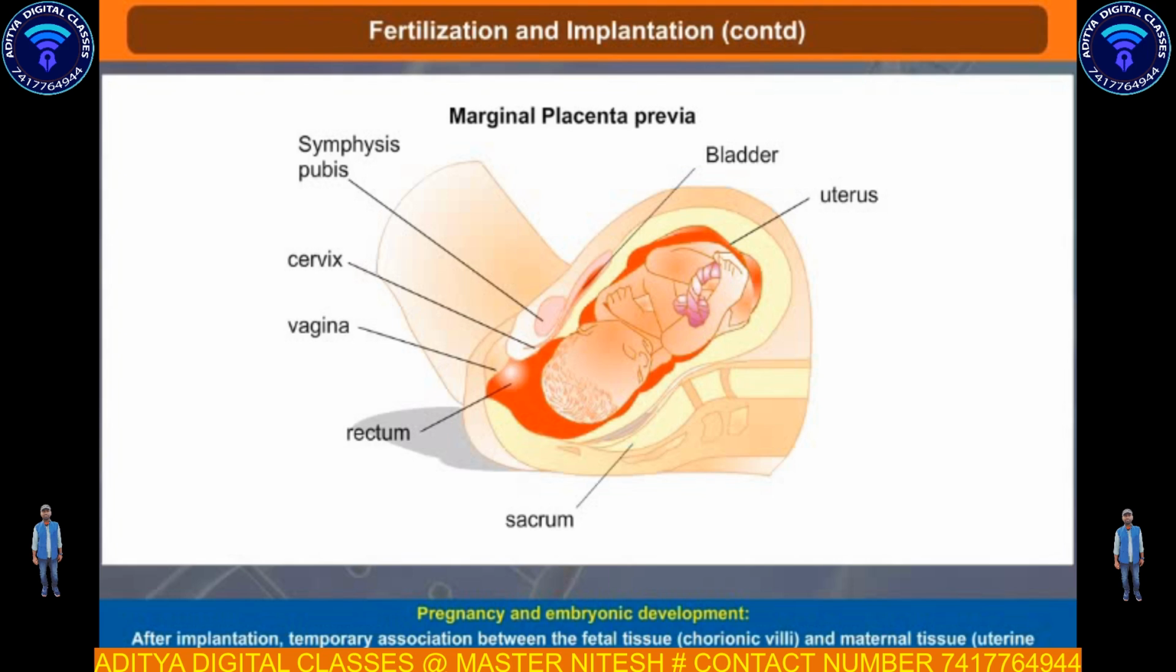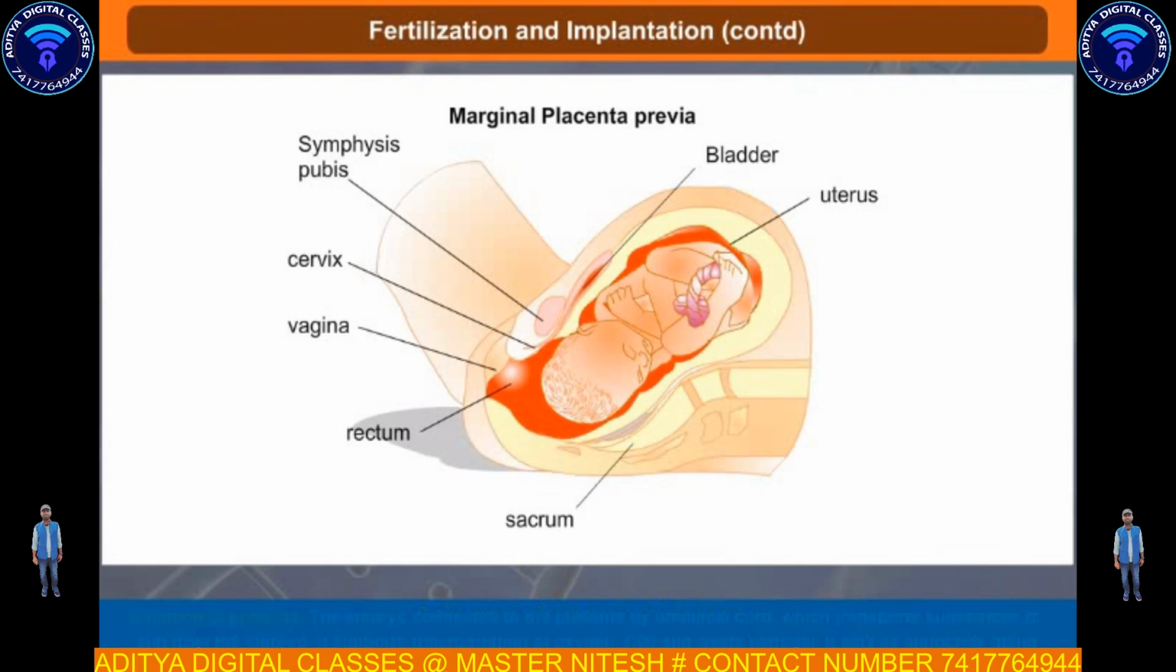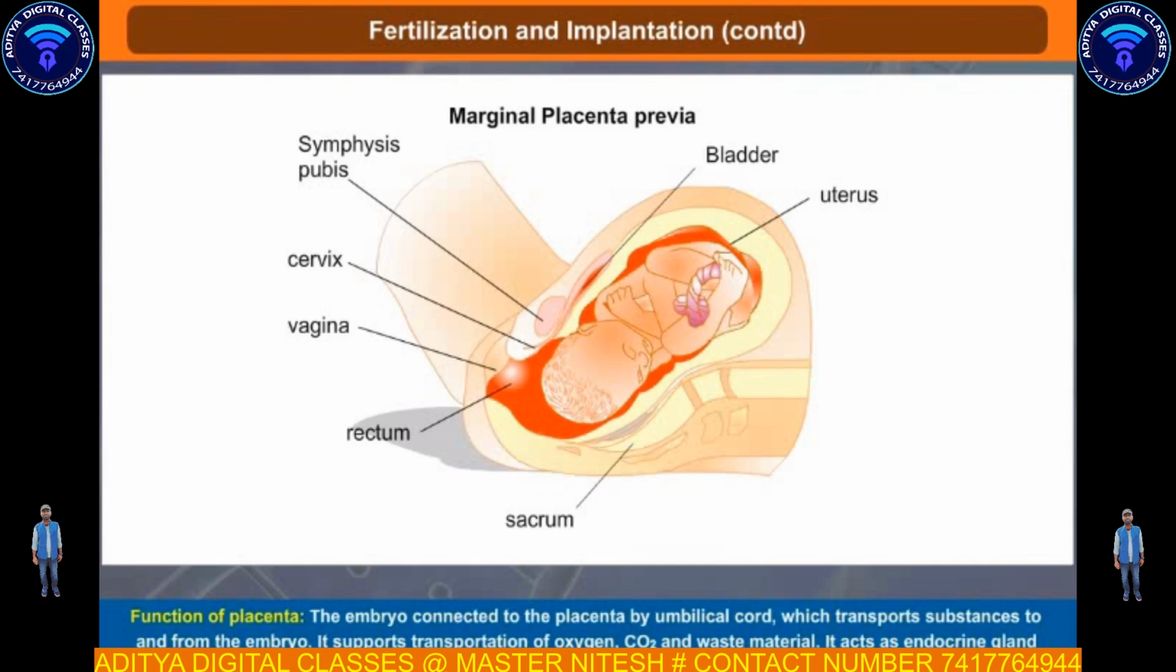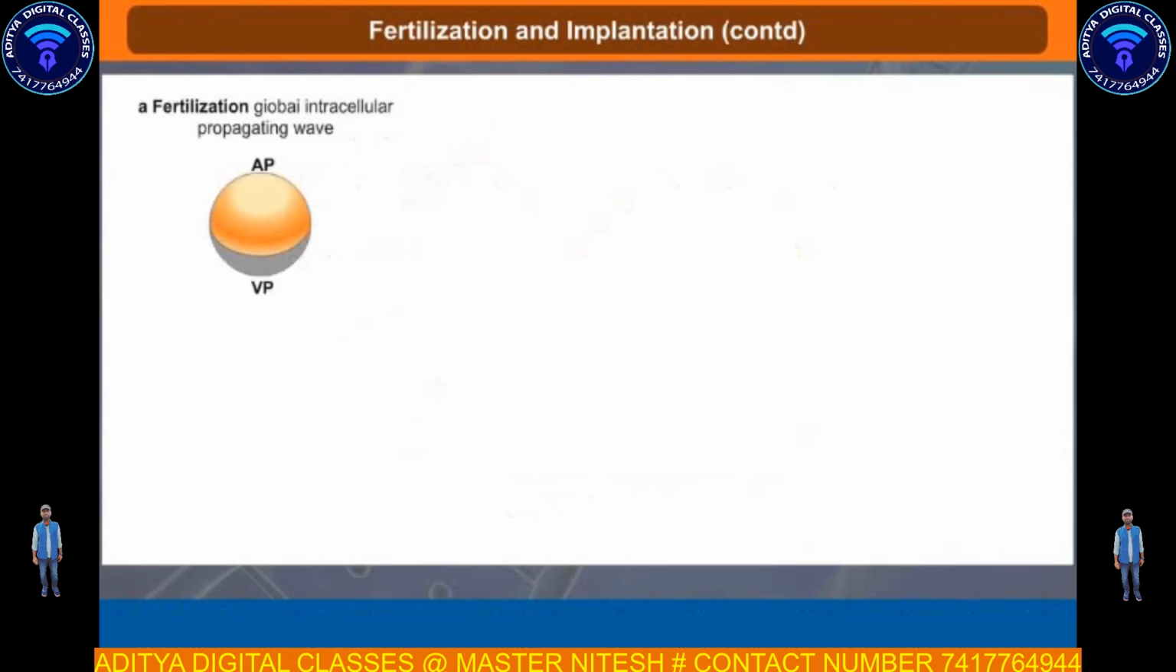Pregnancy and embryonic development. After implantation, the temporary association between the fetal tissue, chorionic villi, and maternal tissue, uterine endometrium, is called placenta. Functions of placenta. The embryo is connected to the placenta by umbilical cord, which transports substances to and from the embryo. It supports transportation of oxygen, carbon dioxide, and waste material. It acts as an endocrine gland and produces several hormones.